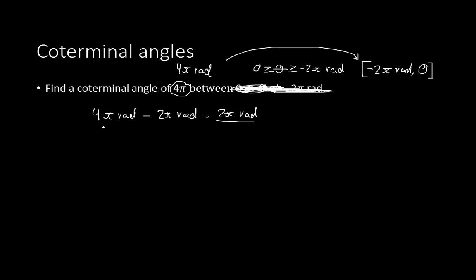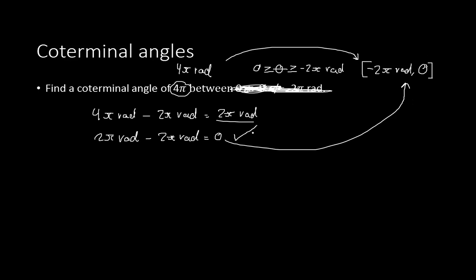So 2 pi radians minus 2 pi radians, we will have exactly 0 radians, or 0. So is 0 within this range? The answer is yes. 0 is included within this range. So we're correct.